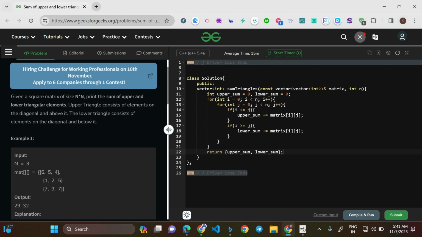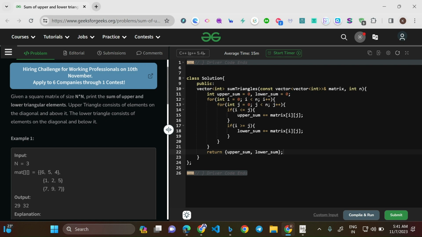Given a square matrix of size n by n, print the sum of upper and lower triangular elements. Upper triangle consists of elements on the diagonal and above it. Lower triangle consists of elements on the diagonal and below it. All right, so this statement must be given some excessive attention.